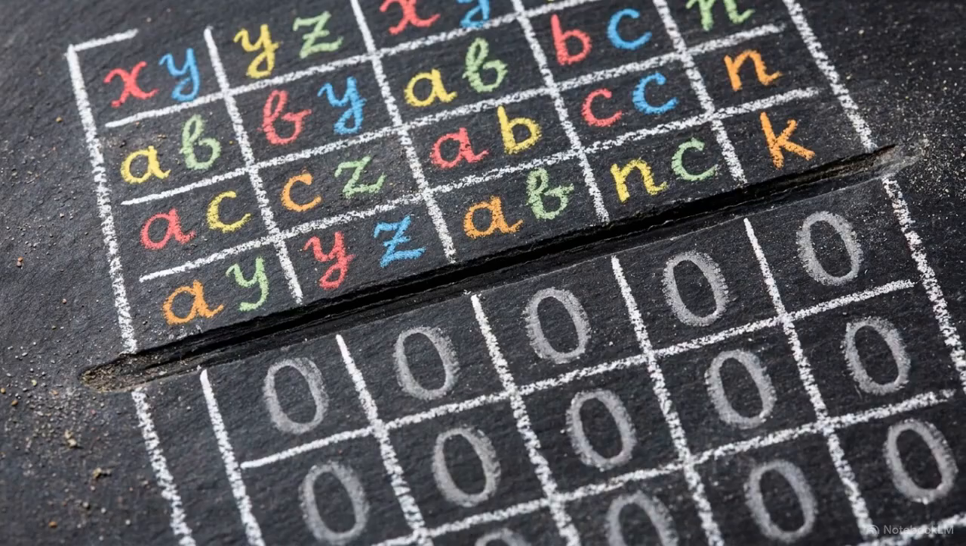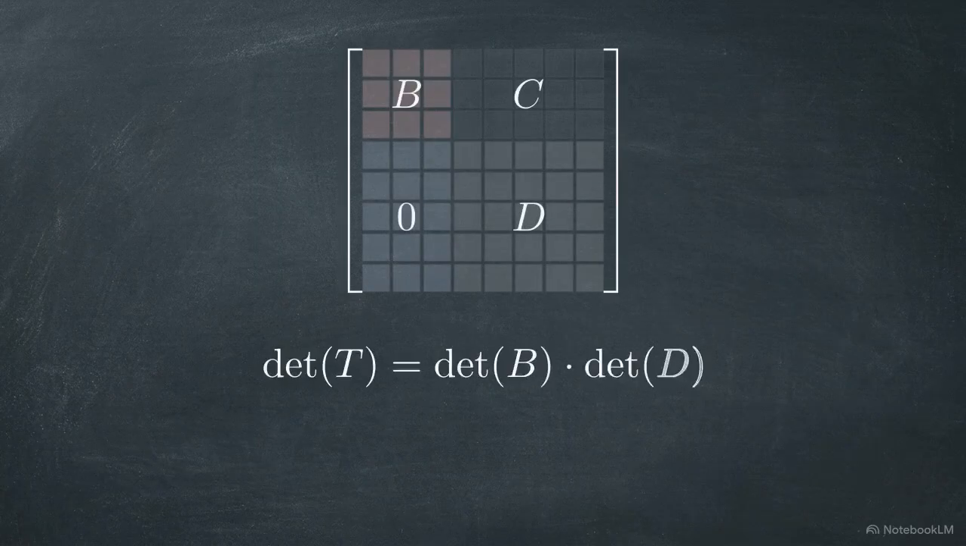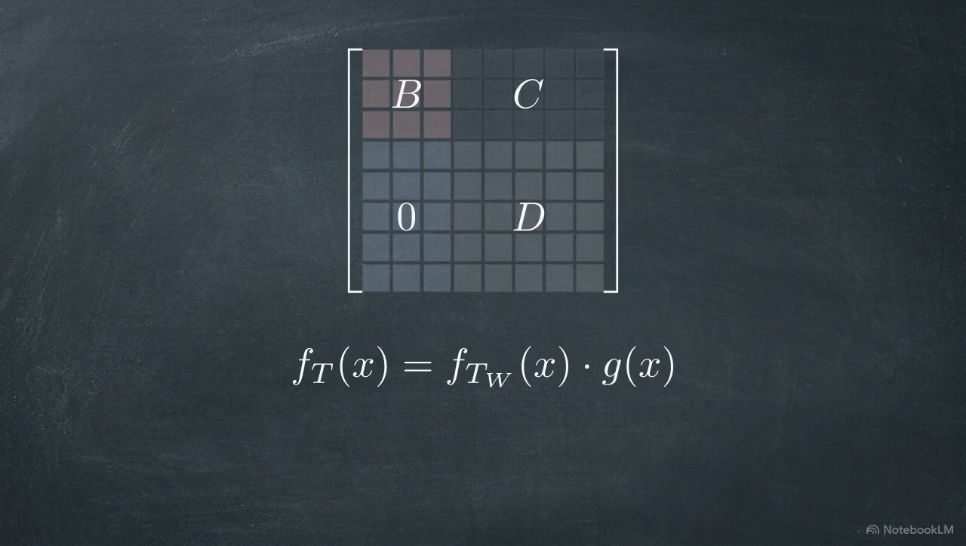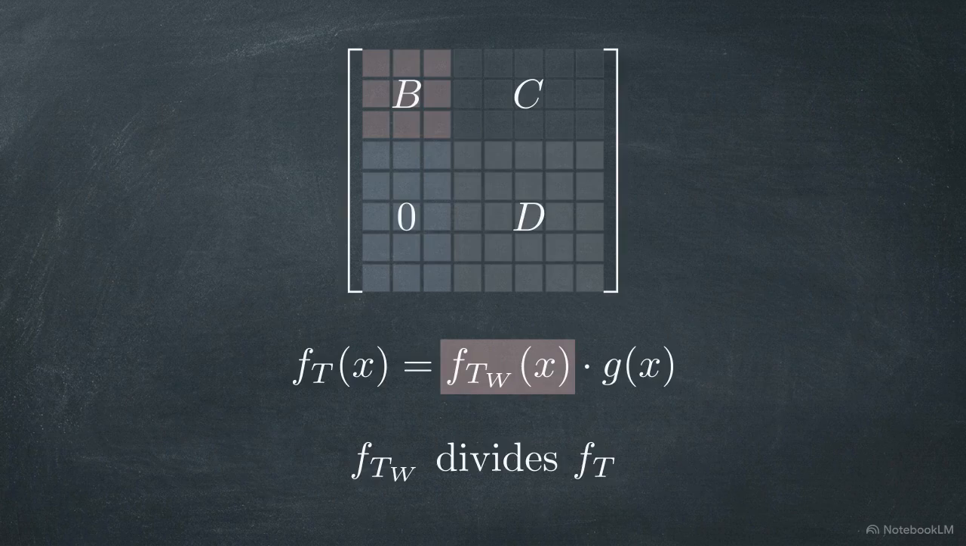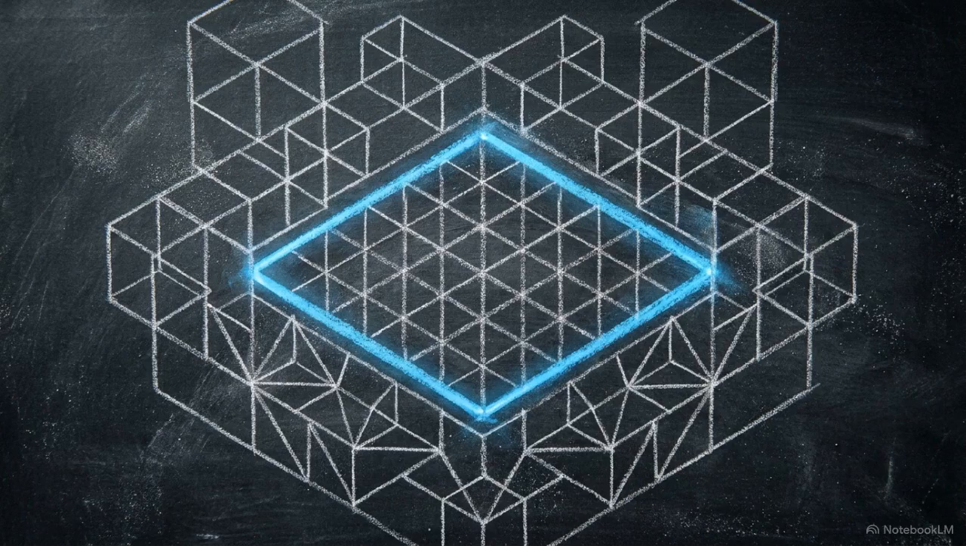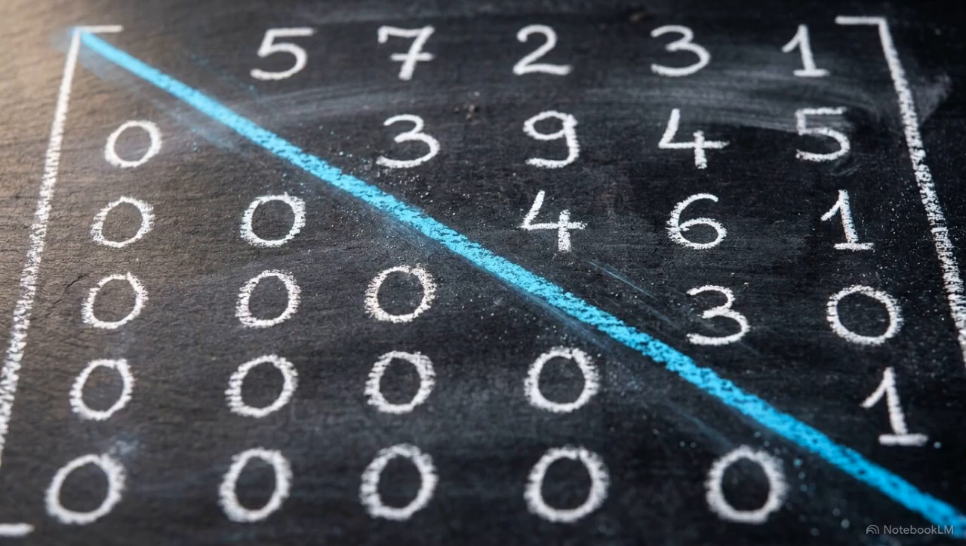the full basis. Because the determinant of a block triangular matrix is simply the product of the determinants of its diagonal blocks, the characteristic polynomial of submatrix B becomes a literal factor of the larger operator's polynomial. In other words, F_TW divides F_T. By identifying invariant subspaces, we expose the hidden geometric architecture of a space. We then use that architecture to slice complex matrices into manageable triangular blocks.